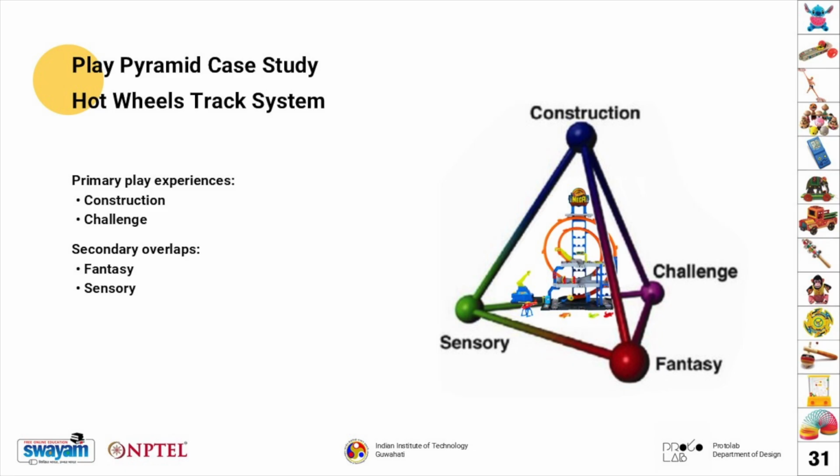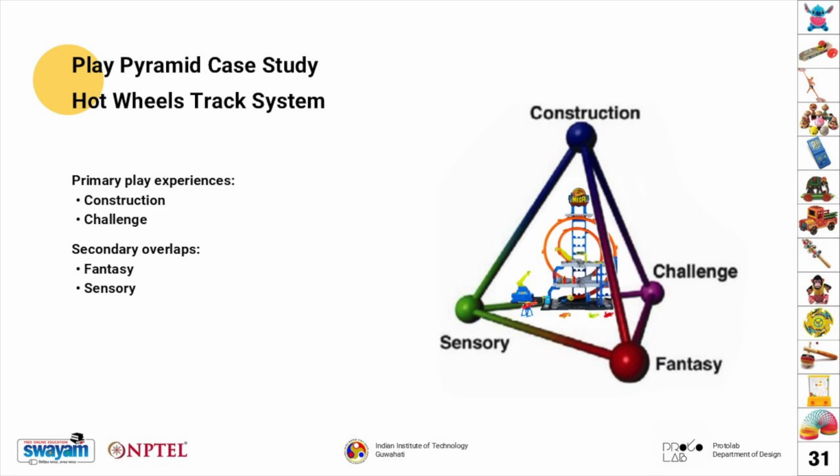At the same time, this toy strongly belongs to challenge play. Children test whether the car will complete the loop, reach the finish, or crash midway. They adjust height, slope, and alignment after each failure. This repeated cycle of testing and improving is classic challenge play, practicing mastery through trial and error.